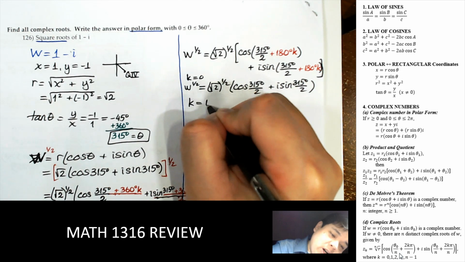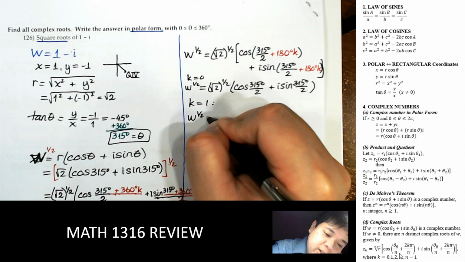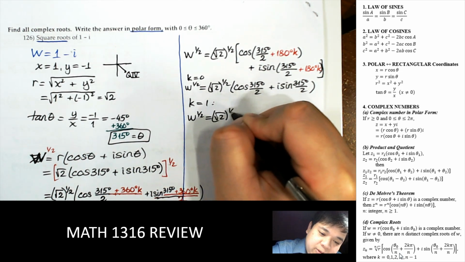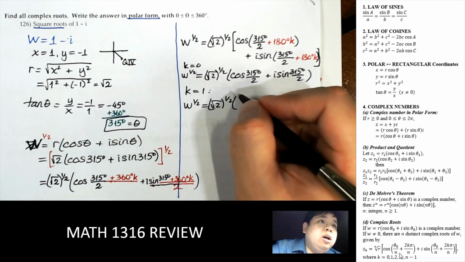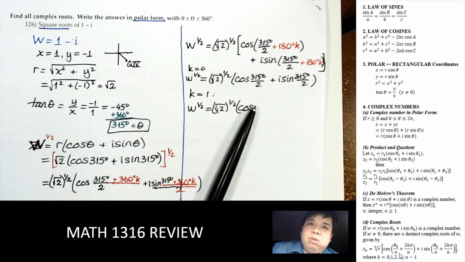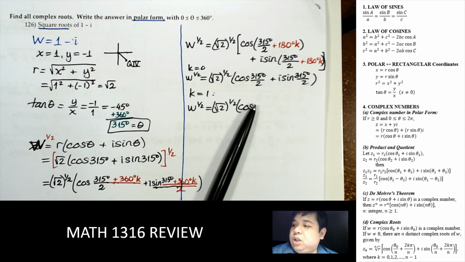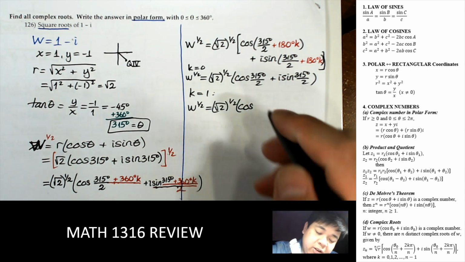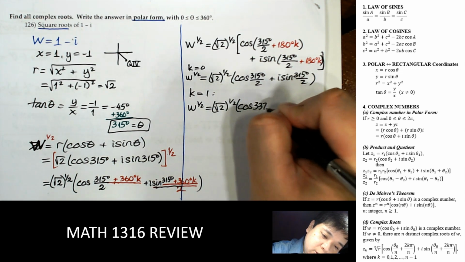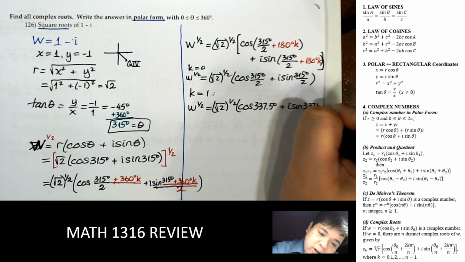And then when k equals 1, I'll put 1 in it. W 1/2 equals square root of 2 to the 1/2, cosine of 315 divided by 2 plus 180. Let's just get the decimal from there. 315 divided by 2 plus 180 is 337.5. Plus I sine of 337.5.